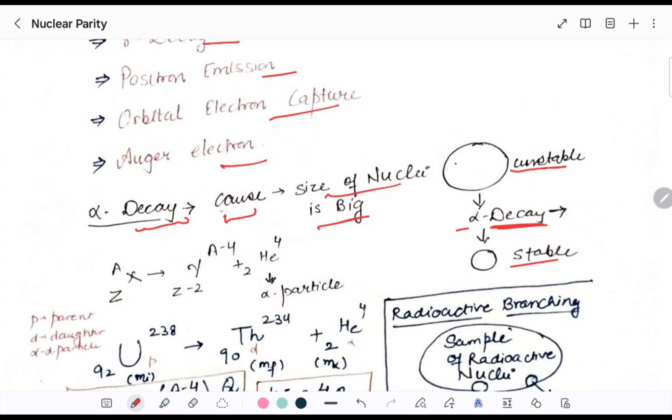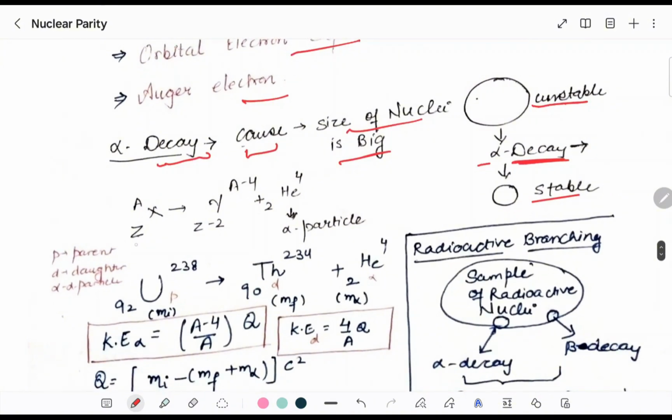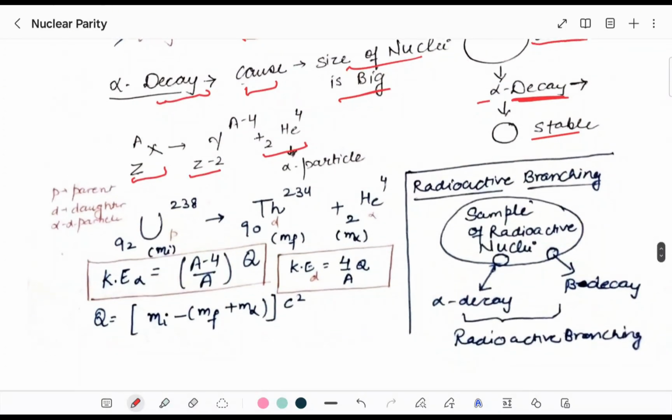Now what exactly happens? Suppose this is our nucleus, represented by ZXA, and by emitting an alpha particle, 2He4, it gives Z minus 2, Y, A minus 4, which is the daughter nucleus. We can also understand it in the case of uranium 92-238, which undergoes alpha decay and gives thorium 90-234.